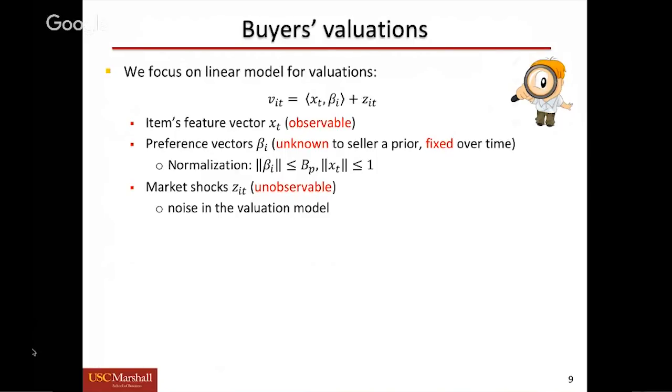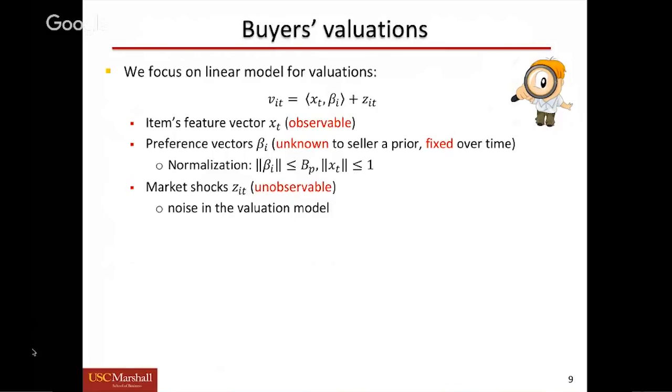The second part is how the buyers would evaluate the item. So this is based on your question, how it depends on the feature vector. The valuation of buyer i at time t, v_it, would be a linear form of the feature, so it's xt times beta_i, plus z_it. And beta_i here is like the preference vector of that buyer, how that buyer would weigh different features in the valuation. And z_it is the noise, the market shock. So the preference vectors beta_i are unknown to the seller, but the seller can try to learn them over this repeated interaction with the buyers. And for the sake of normalization, we are just assuming that beta_i are bounded by some arbitrary large constant, and xt is bounded by 1 in norm. It's just a matter of normalization.